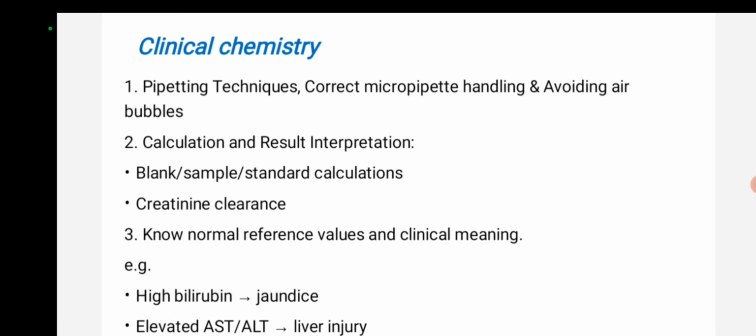Another thing is calculations, analytical calculations in clinical chemistry. For example, standard preparation. You already know that, right? C1 V1 is equal to C2 V2. So we may be asked to calculate the standard preparation or blank preparation based on this formula. So we have to know how to do the analytical calculation for preparing the blank solution, and also for calculating clearance, for example, UV over P.